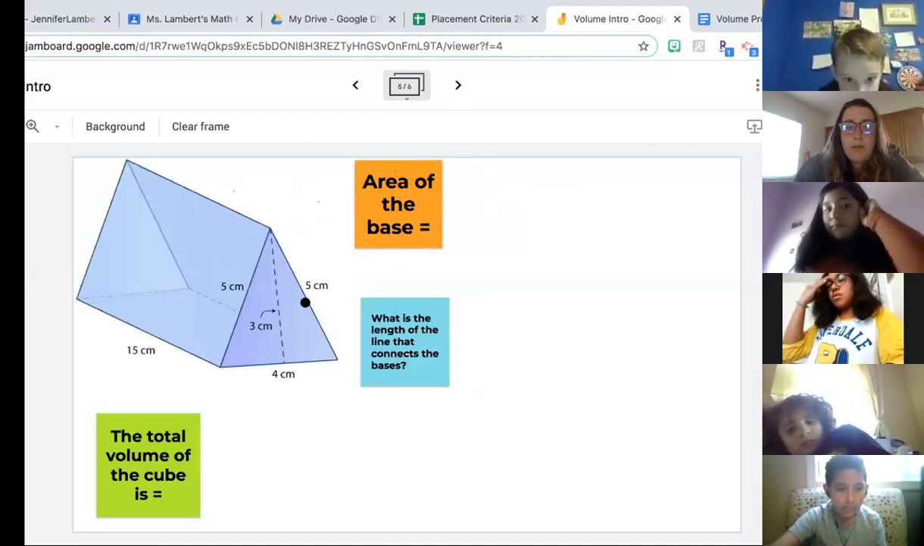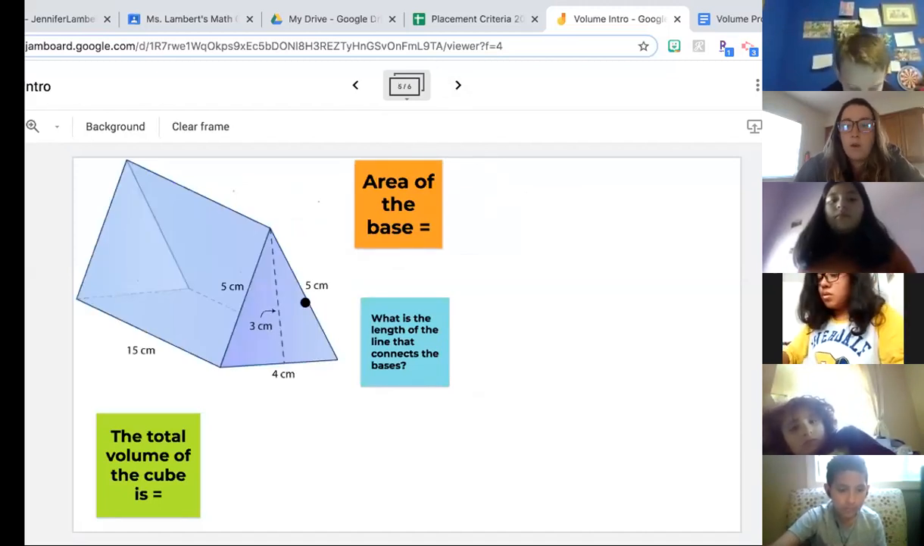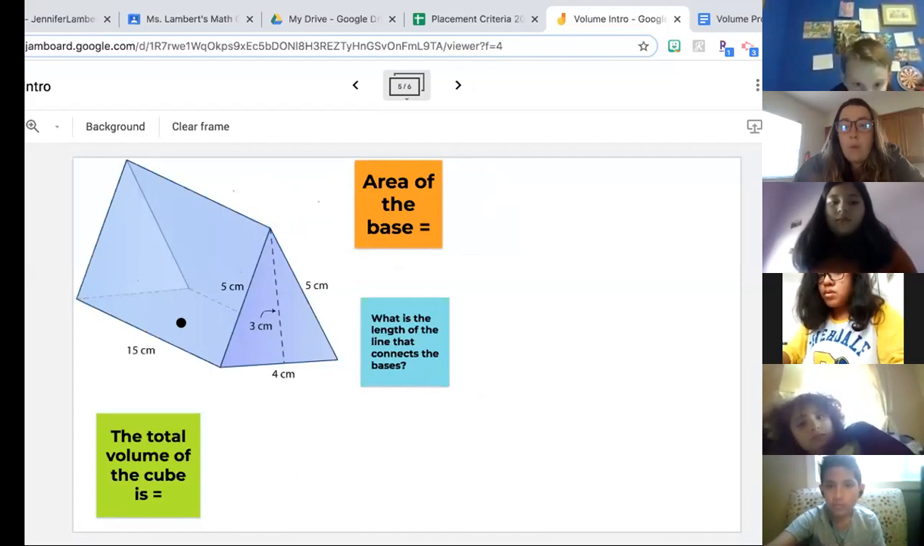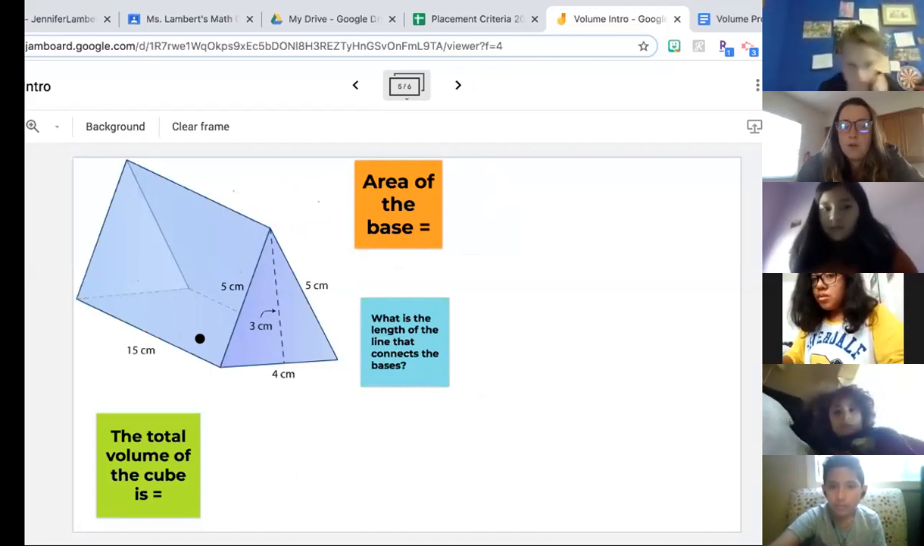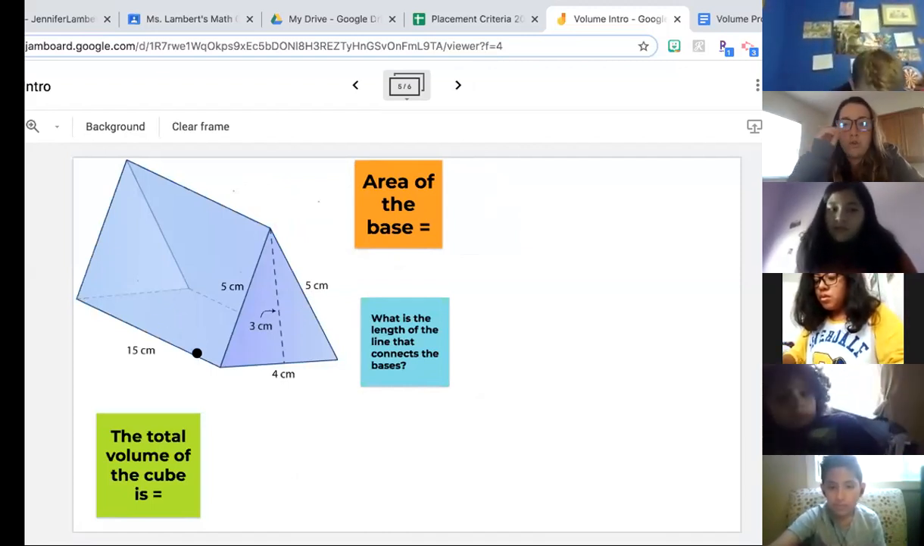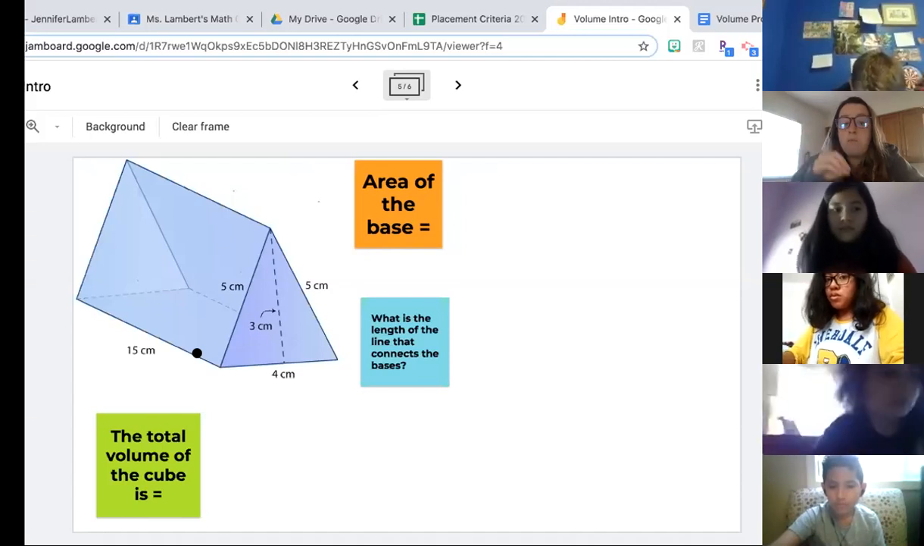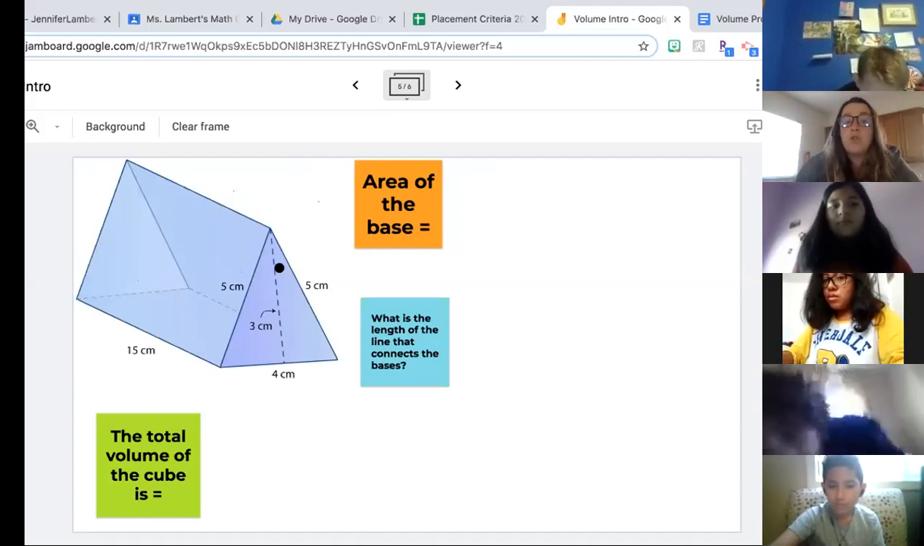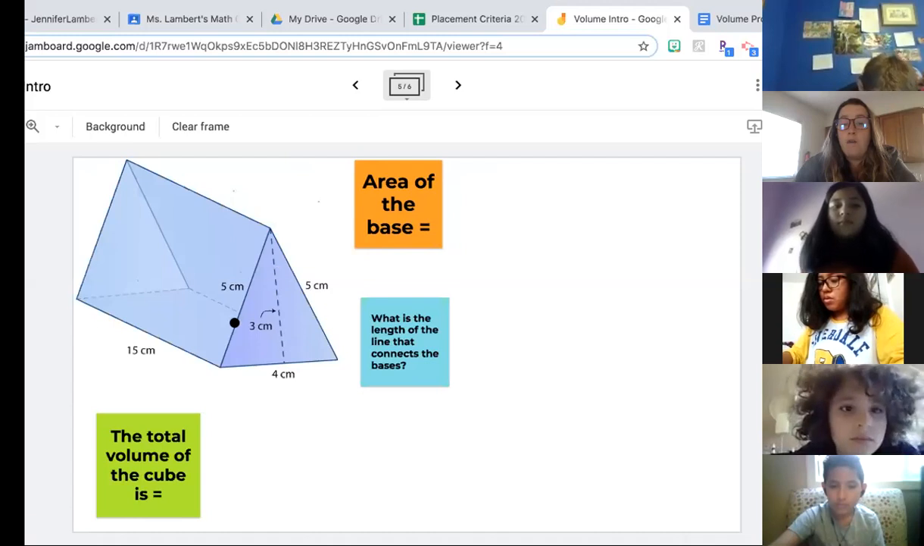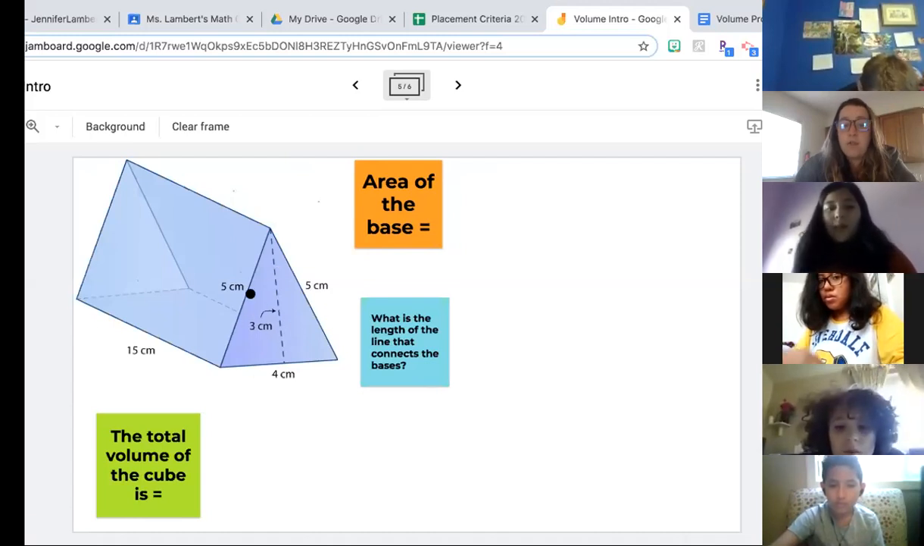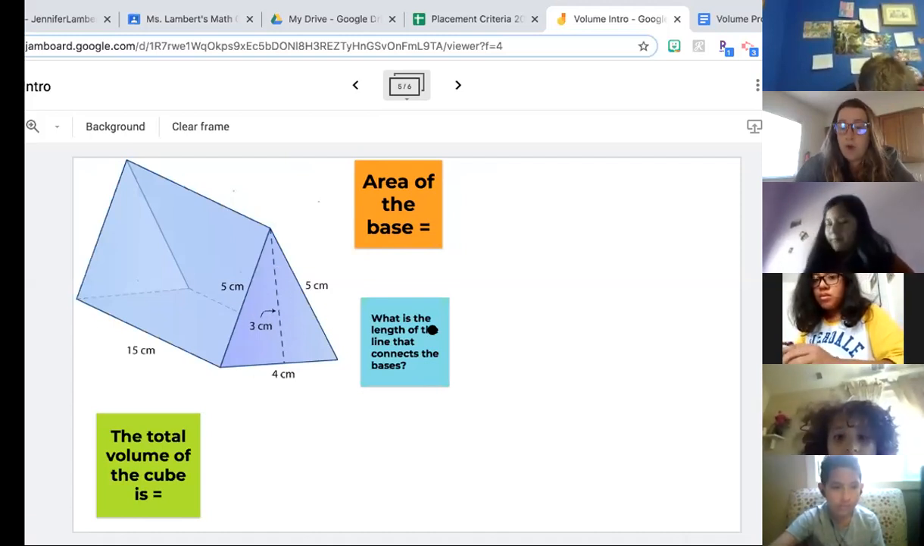So then if I just look at this last example, the triangular prism. Even though when you think base, you might think bottom, and there's a rectangle at the bottom, it's a triangular prism, so its bases are triangles. So I need to find the area of this triangle. Type in the chat, what is the area of that triangle?